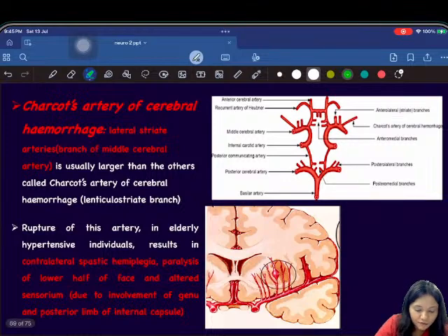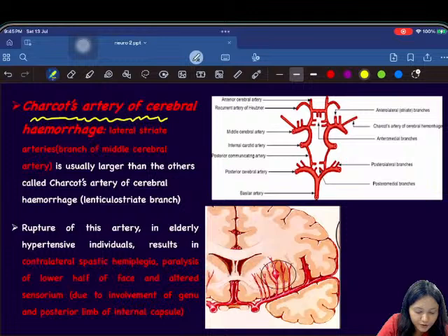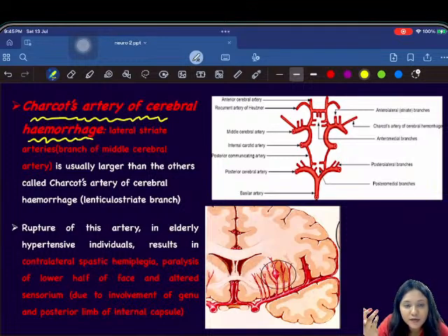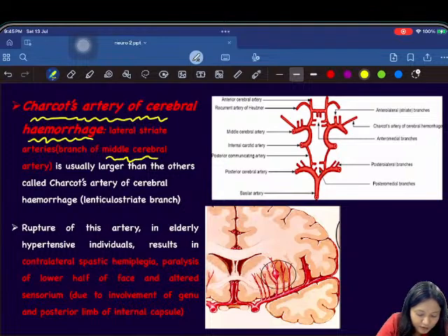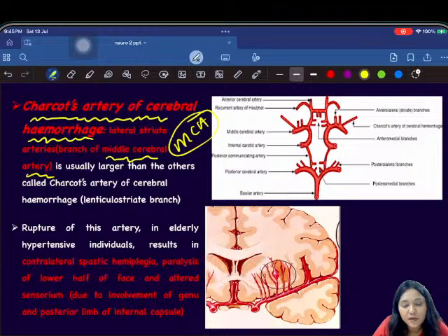Then another artery is the Charcot artery of cerebral hemorrhage. Now, Charcot artery is the lenticulostriate branch of your MCA. It is a branch of your middle cerebral artery. So this question came in NEET PG: Charcot artery is a branch of which of the following arteries? They have ACA, MCA, PCA, and internal carotid. So the answer will be the middle cerebral artery.